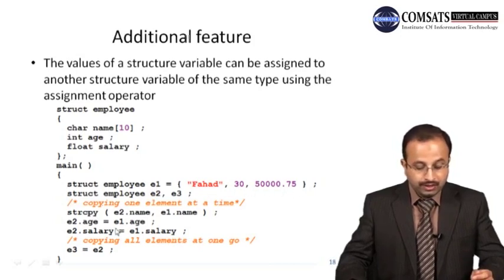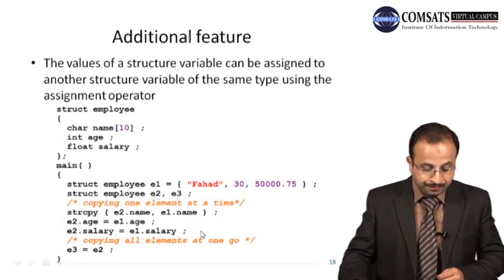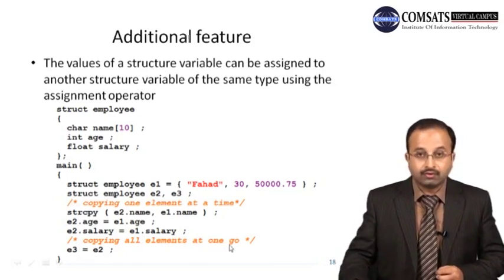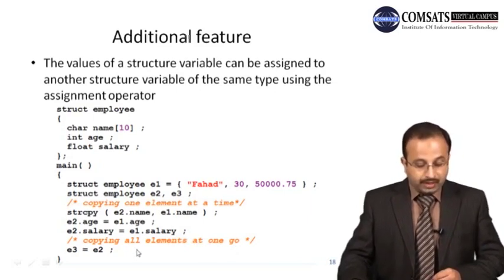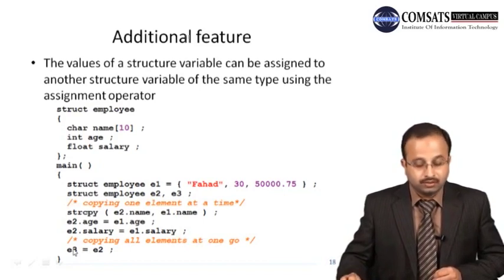Now E1 dot age can be assigned to E2 dot age because यहाँ पर age और age दोनों की type integer है, that is no problem. String copy के through you can copy E1 dot name in E2 dot name. So this is copying one element at a time. आपने पहले name copy किया, फिर age copy की, फिर salary copy कर दी. You can copy the whole structure in another structure like this. But दोनों की इसमें type का same होना ज़रूरी है. Copying all elements at one go. For this, the type of E2 and E3 must be same. इन दोनों की type का same होना ज़रूरी है.